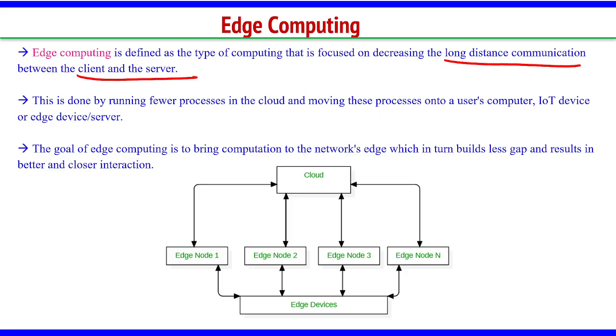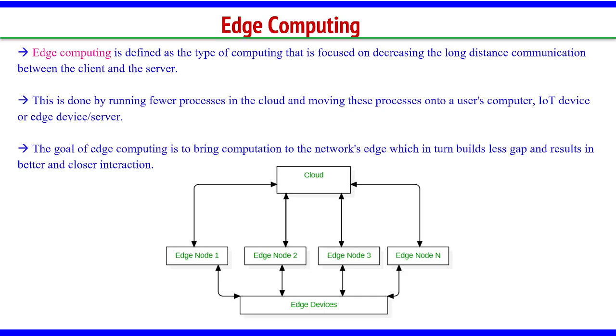It is a headache. Instead, near the edge device, near the device generating the data, you place a small computation facility. Let that IoT data come to that facility. Then and there you run some algorithm, generate the response and give it back immediately to the device. There is no need to load it into the cloud. This is done by running only a few processes in the cloud and moving the remaining processes onto the user's computer, that is the IoT device, edge device or some server.